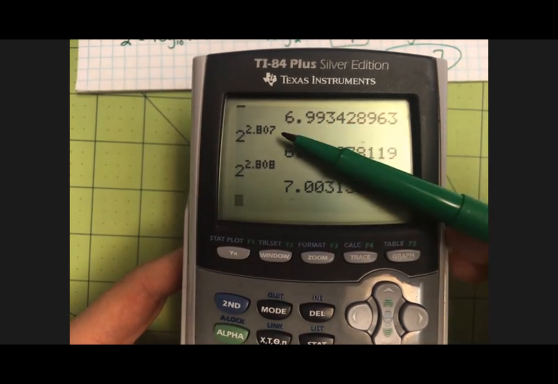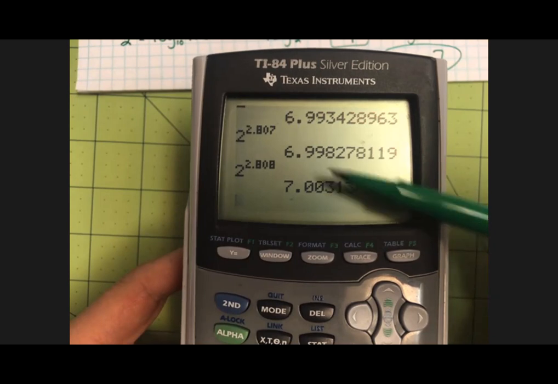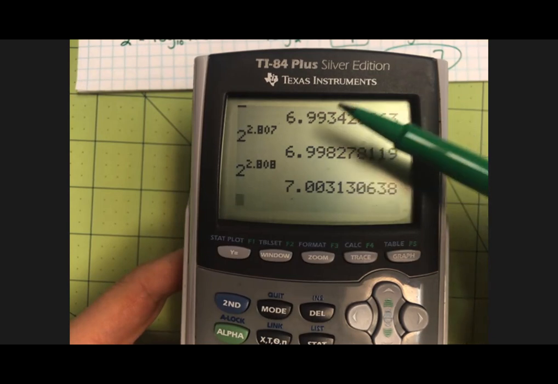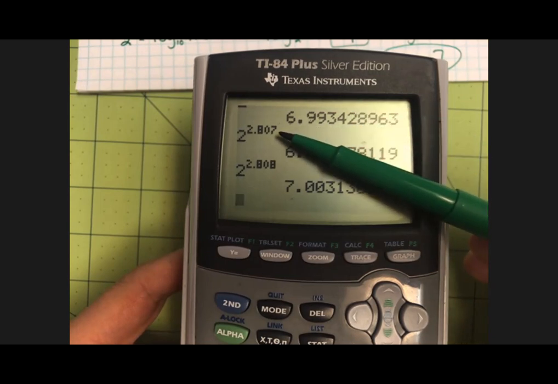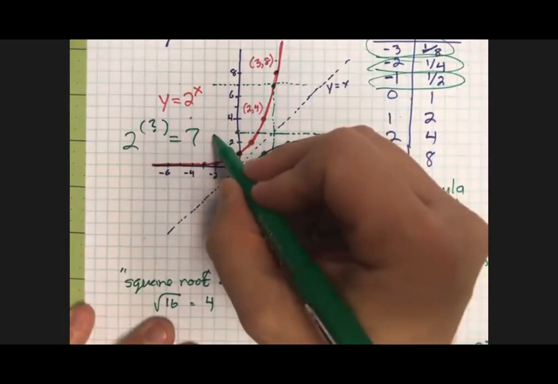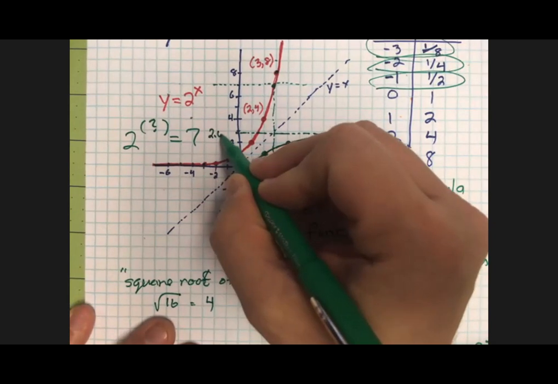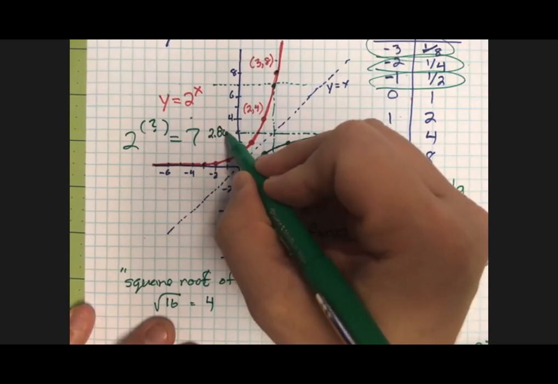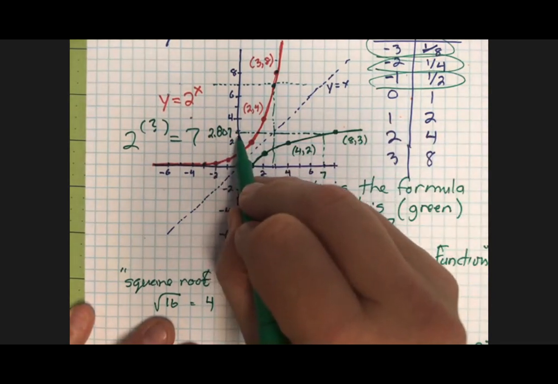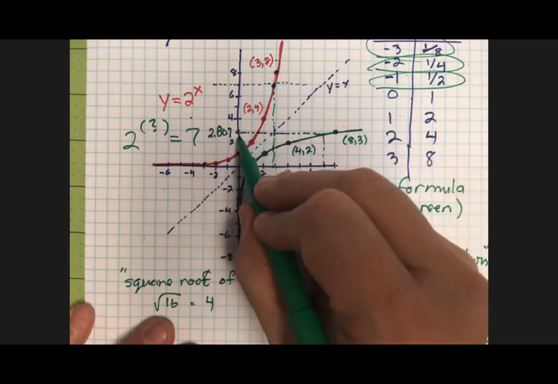So how about this? What happens if someone asks you what power turns 2 into 7? You don't really know, and we don't have time to go on, but you can tell them it's between 2.807 and 2.808. That must be this mark on this axis, somewhere around 2.807 or 2.808.